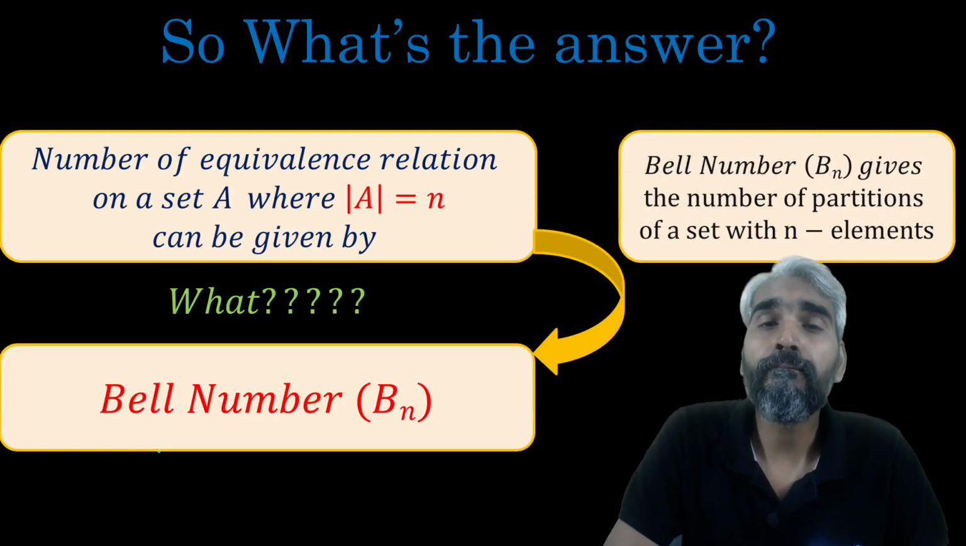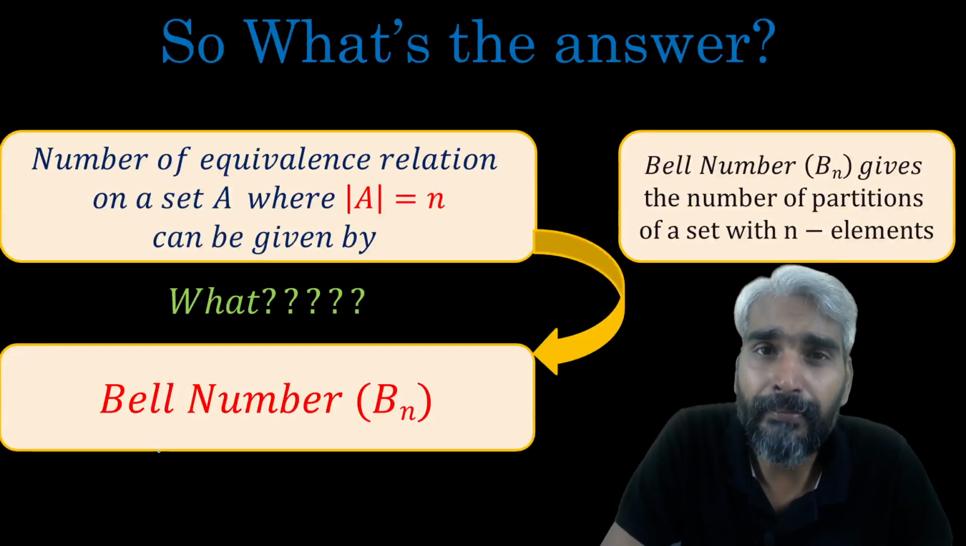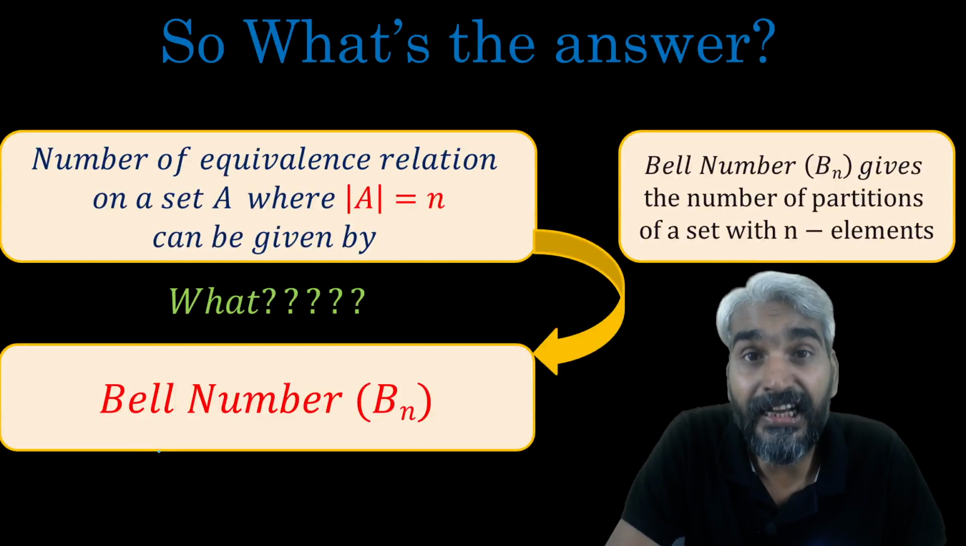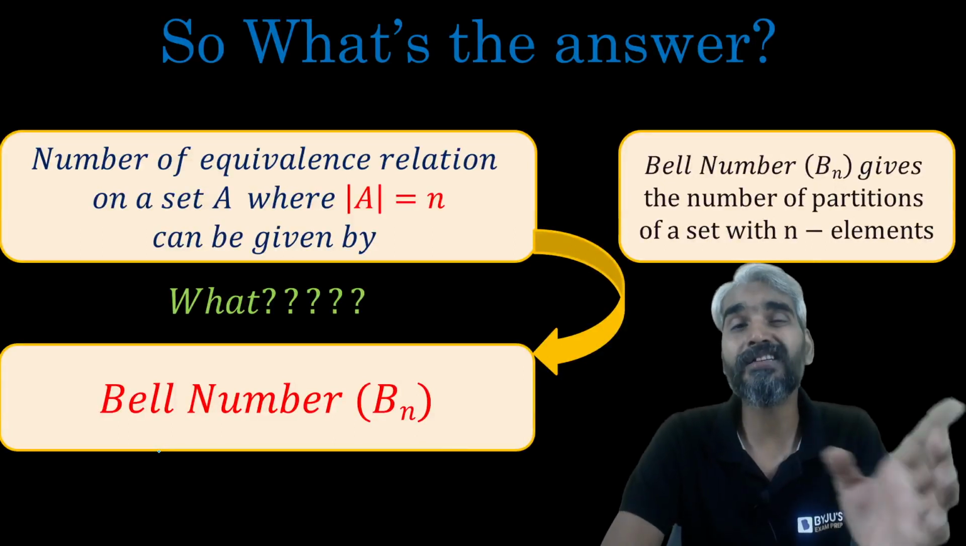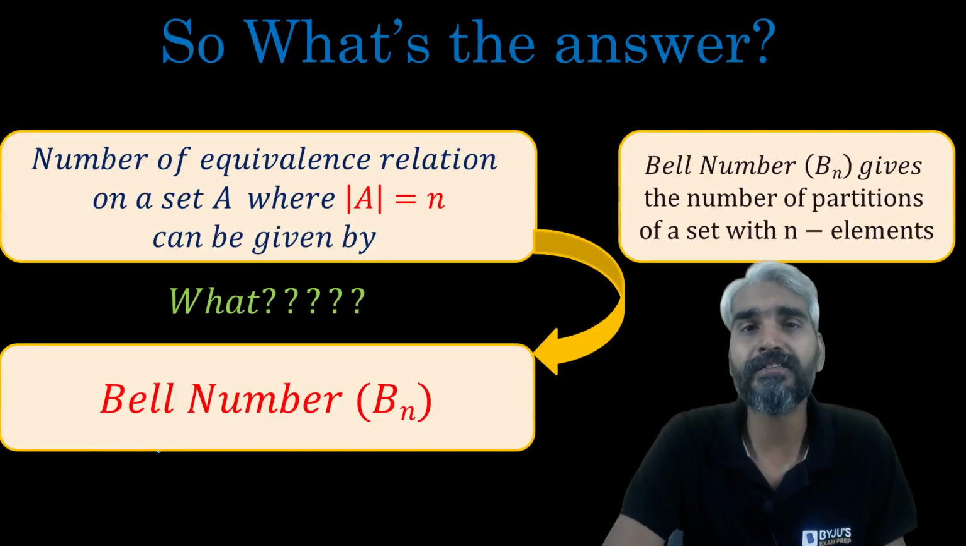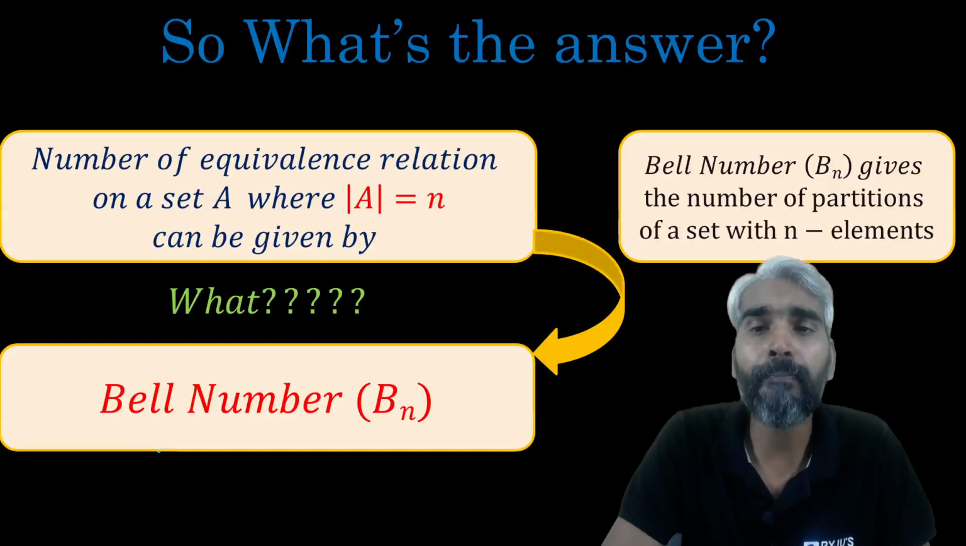But what is given by the Bell number? The Bell number eventually gives you the number of partitions. It does not directly give you the number of equivalence relations. In turn, it will give you the number of equivalence relations, but in general, it gives you the number of partitions of a set with n elements. So what are the different Bell numbers?